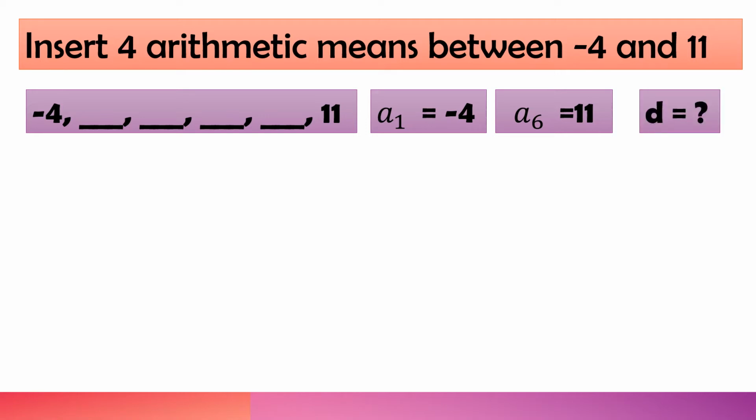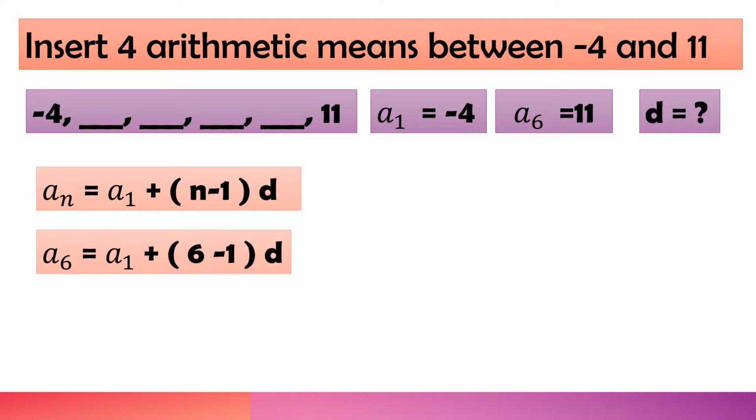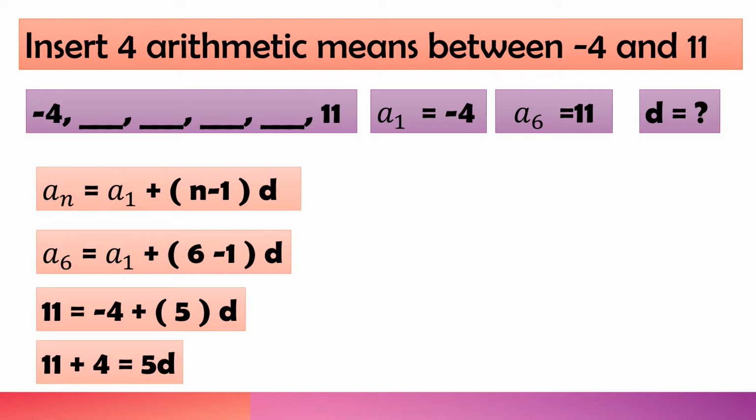Solving for the value of d using the explicit formula, we will then have a sub 6 is equal to a sub 1 plus quantity 6 minus 1 times d. Substituting the given facts to the explicit formula, we will then have 11 is equal to -4 plus 5 times d. That is equal to 11 plus 4, which is equal to 5d. Simplifying the left side of the equation, we will then have 5d is equal to 15. Dividing both sides by 5 to eliminate the numerical coefficient of d, d is equal to 3.